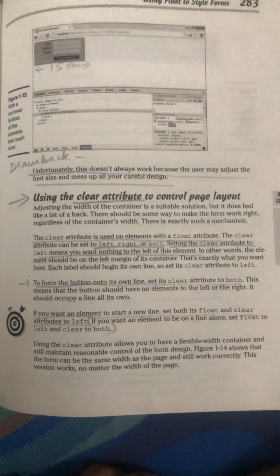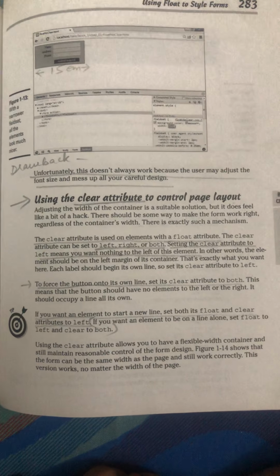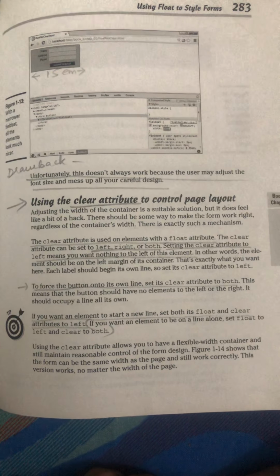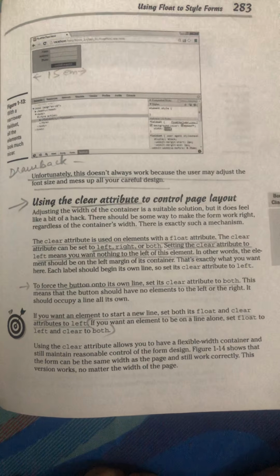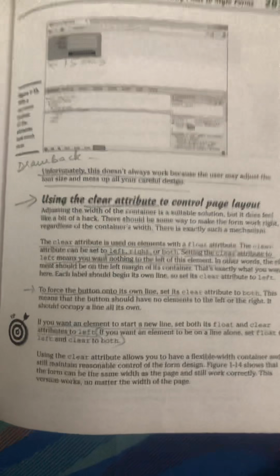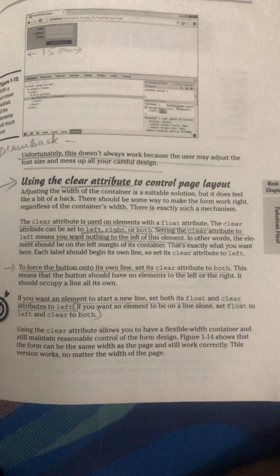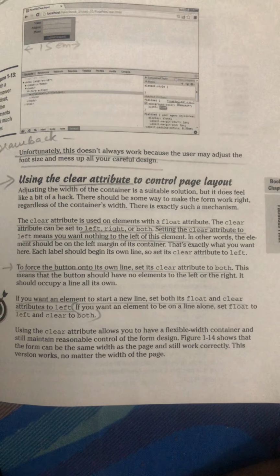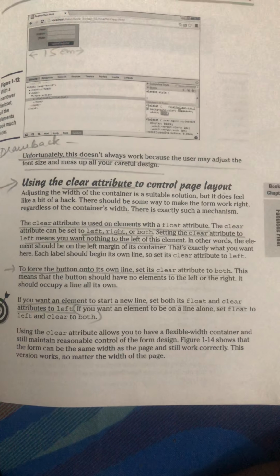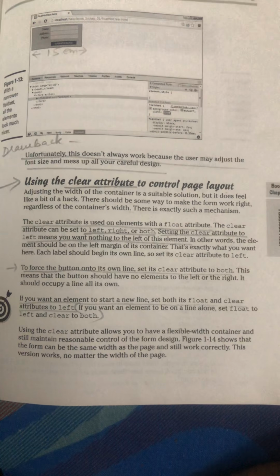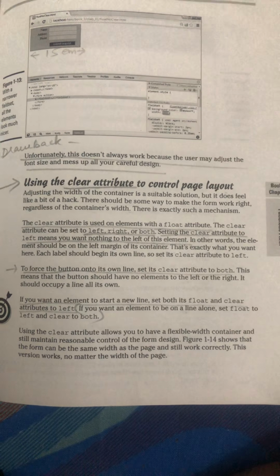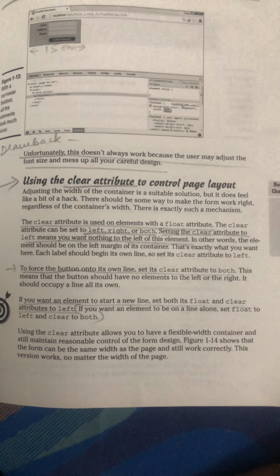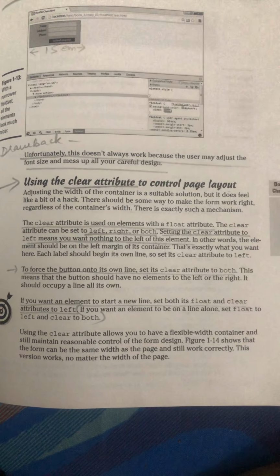But for labels, we need to set the clear attribute to left so that labels are forced to begin on the next line. You can just remember this little tip. If you want an element to start a new line, set both its float and clear attributes to left. If you want an element to be on a line alone, set float to left and clear to both.